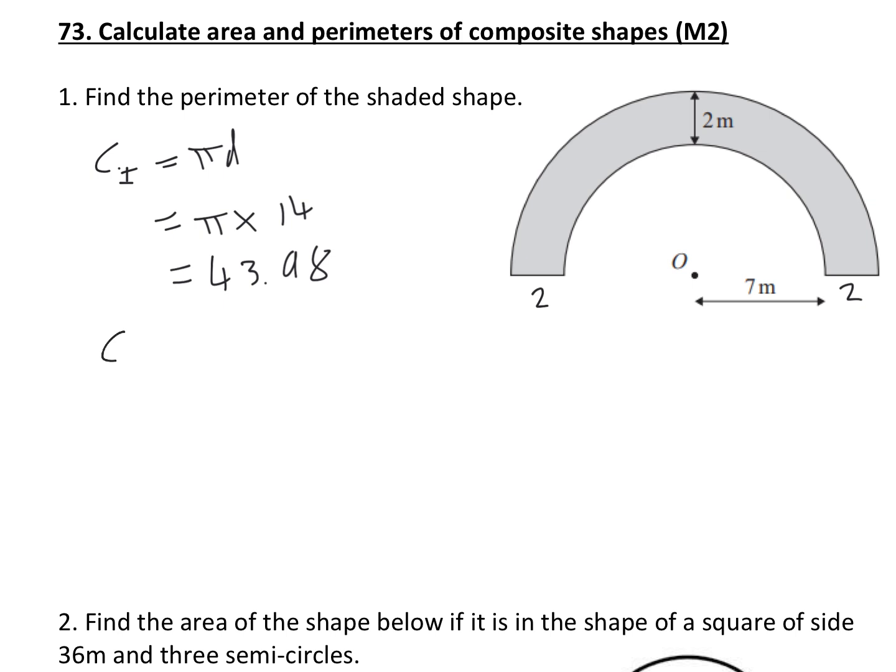The circumference of the outside bit then is also pi d. That would be pi times, and what's the diameter of the outside one? Well, the outside circle, if you go the whole way across, would be 2 plus 7 plus 7 plus 2, which is 18. So that would give you 18 pi. And that to 2 dp is 56.55.